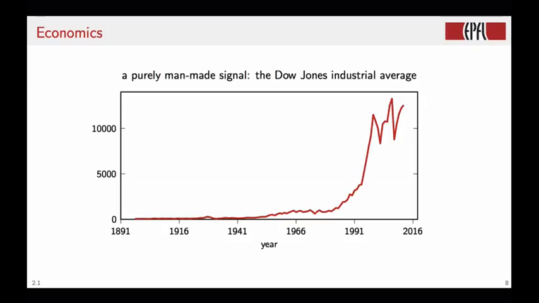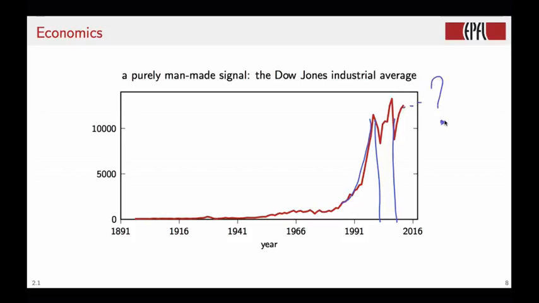Another man-made signal is the value of the stock market. Here it's the Dow Jones, and again it looks a little bit like the world population in the beginning, so very small. Then there is an exponential increase. Then there is the internet bubble and the financial crisis, etc. Okay, so there is a big question mark. What is going to happen next?